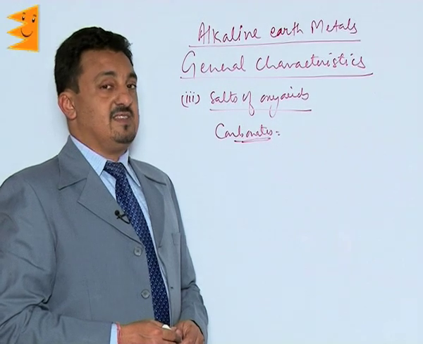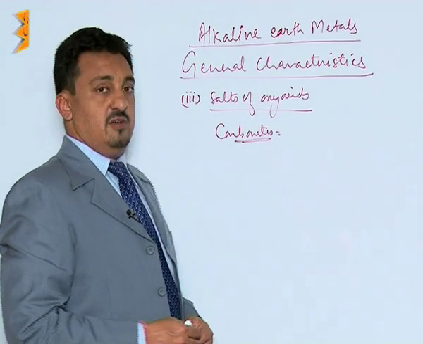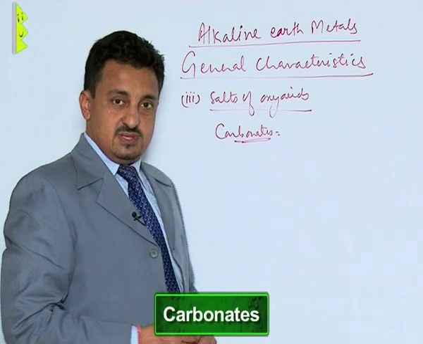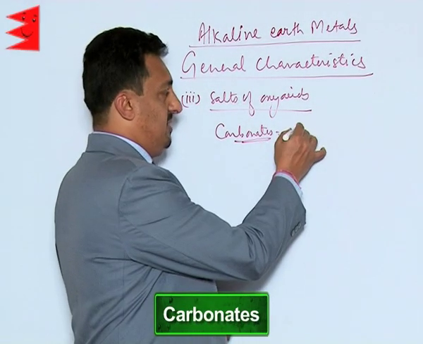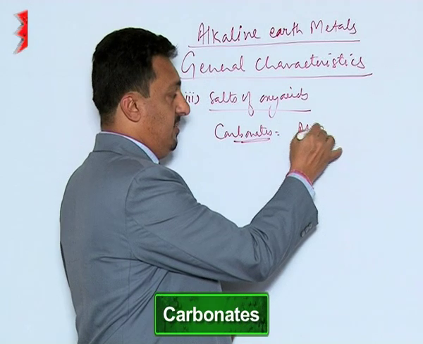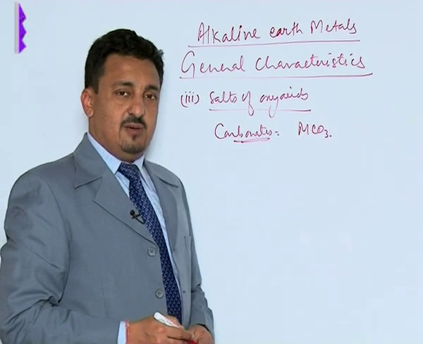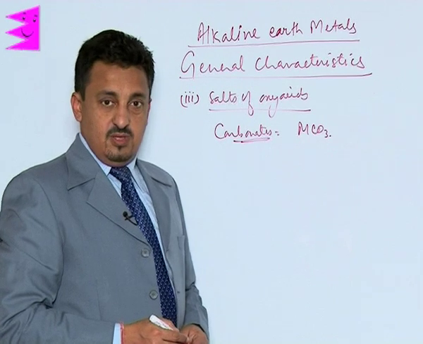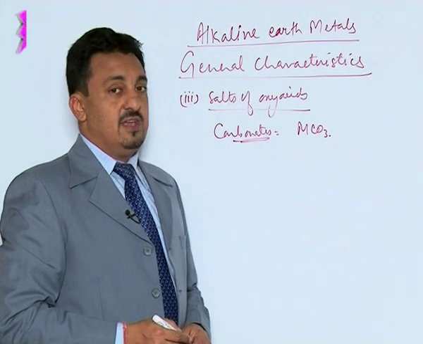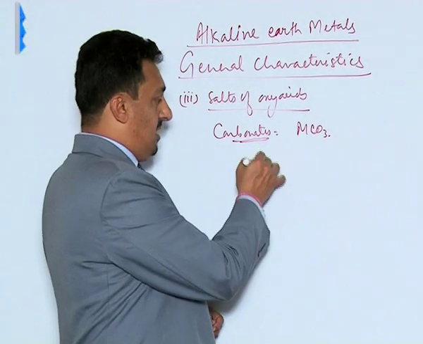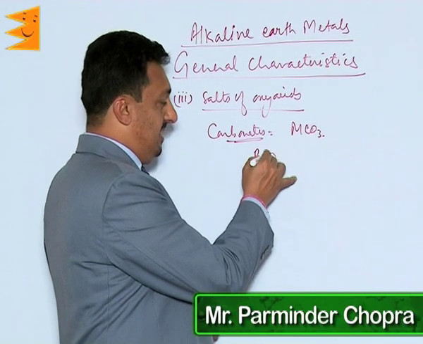Now let us discuss the salts of oxyacids of alkaline earth metals. First we will start with the carbonates. All of these form carbonates with the formula MCO3. The thermal stability of these carbonates increases down the group, though they all decompose on heating to form their corresponding oxide and carbon dioxide. Out of these, the most unstable is beryllium carbonate.